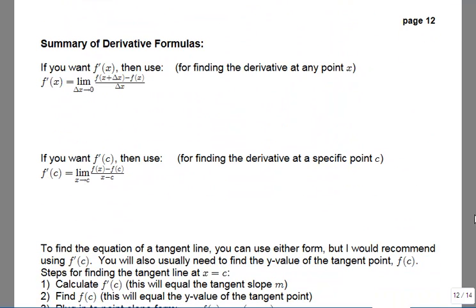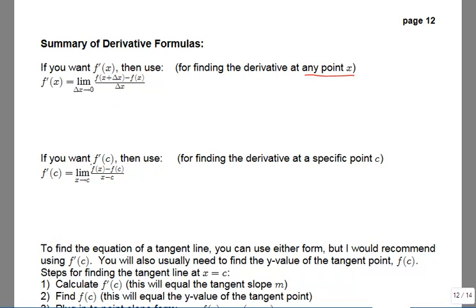All right, let's summarize all of the derivative formulas that we've talked about today. If you want to know just the derivative function, so f prime of x, so you're finding the derivative at any point x, then I would recommend using this limit definition of the derivative. f prime of x equals the limit as delta x goes to 0 of f of x plus delta x minus f of x all over delta x. And your final answer here will be a function with x's still in it.